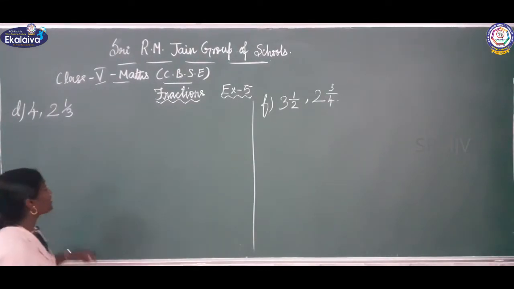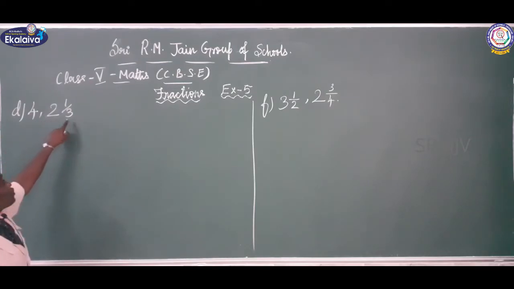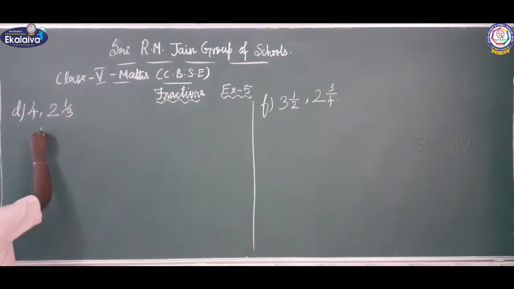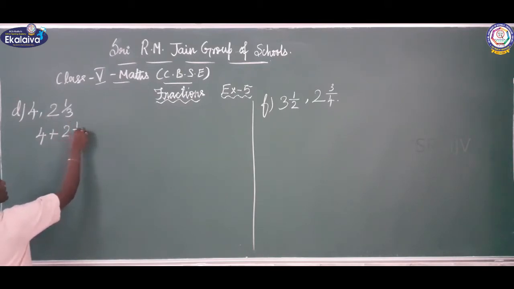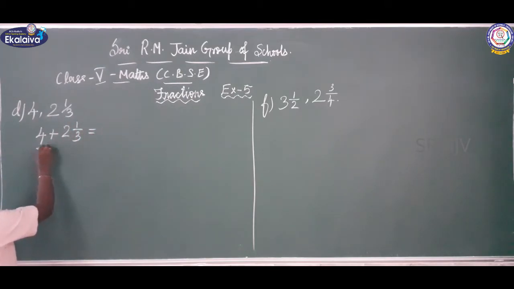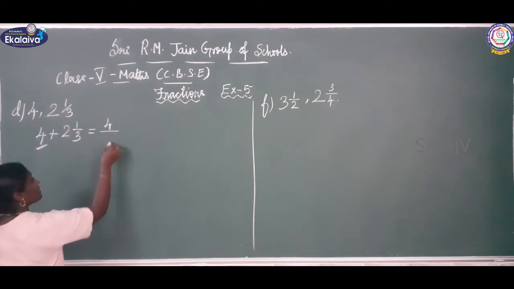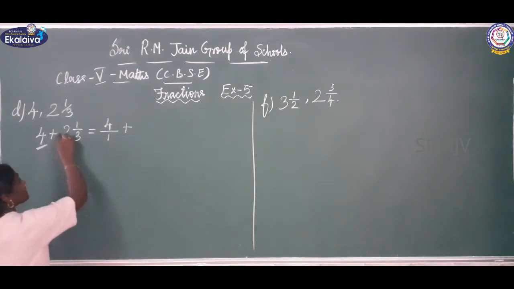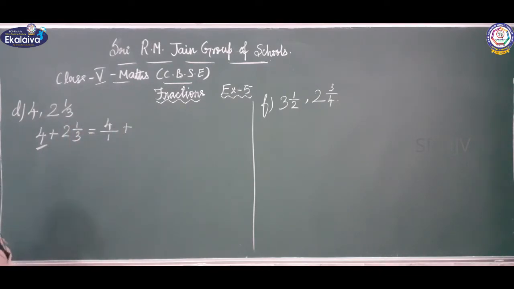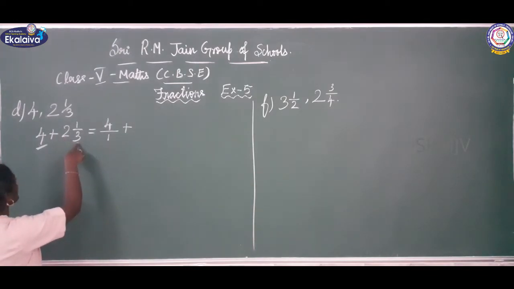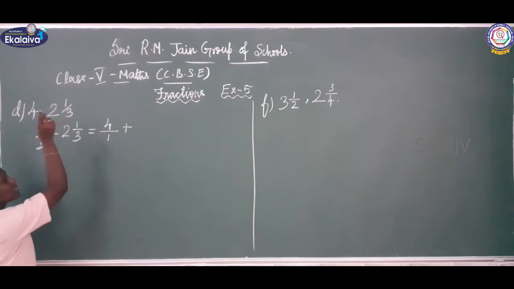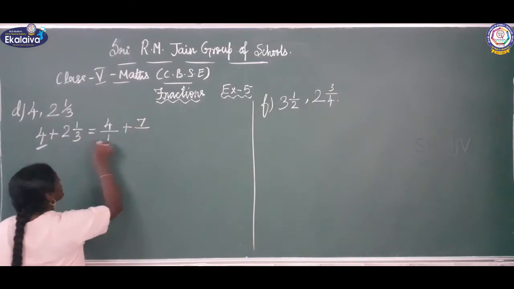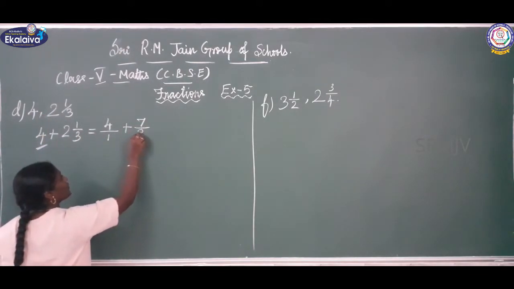The next two fractions are 4 and 2 1 by 3. Here we are going to add these two fractions. Here 4 is a whole number. What is the meaning of that? For the whole number, the denominator is 1. Here the second fraction is a mixed number, so we have to convert it into an improper fraction. So we have to multiply the denominator and the whole number part. 3 2s are 6. 6 plus 1, 7 by the same denominator 3.